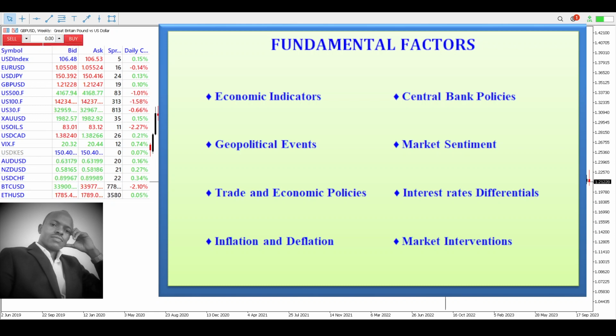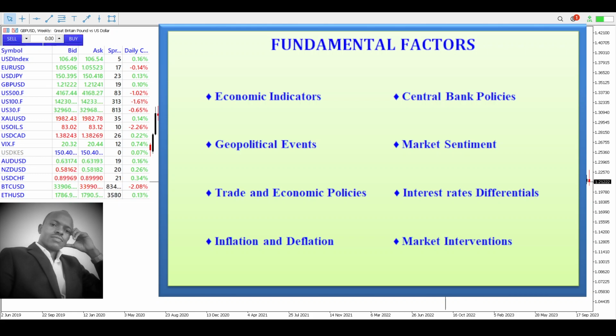So the other factor that we have not looked at is inflation and deflation. Typically, inflation erodes the purchasing power of a currency, while deflation increases its value. Central banks aim to maintain stable prices, and changes in these rates can influence the currency values.